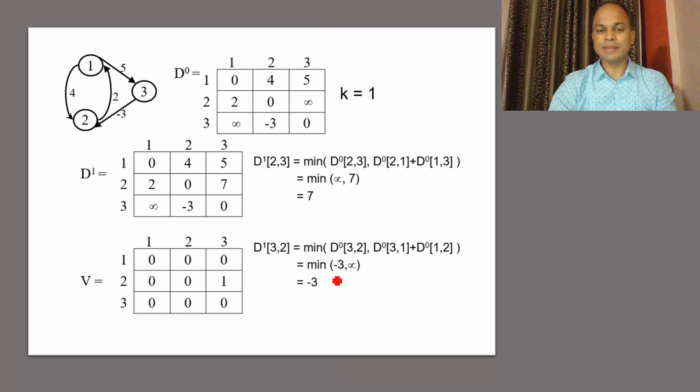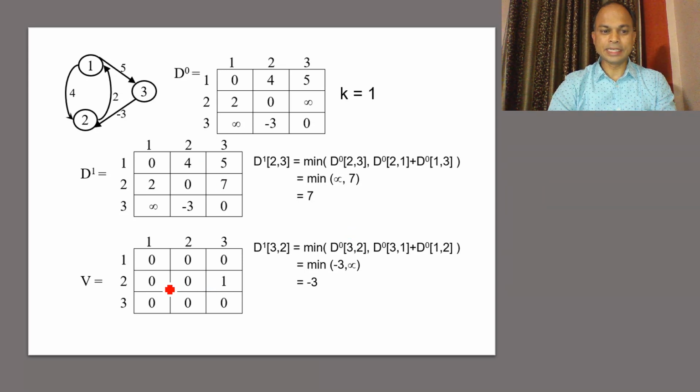If we take the minimum, the minimum is minus 3. We have marked here minus 3. D1 3 2, this value is minus 3. So in this way we have shown two different values. All remaining values are computed in this way.